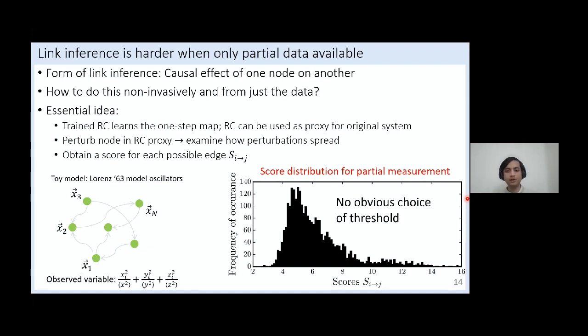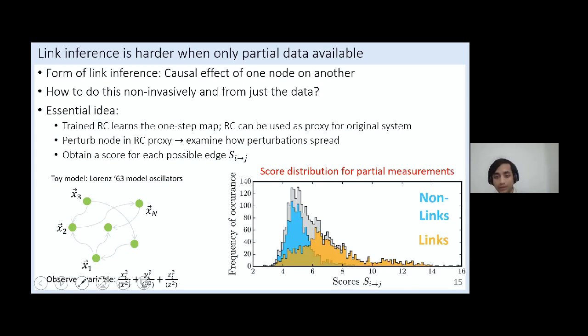And I know I'm showing this specifically for using reservoir computing and link inference through reservoir computing over here. But you can do this with, say, transfer entropy, and we think you can do this even with other methods. Whenever you have something like partial measurement, you're going to potentially have an issue like this, where your score distribution is just not going to have any clear separation, right? And indeed, you can really peer into this distribution as well, and you can say the distribution of scores corresponding to links and the distribution of scores corresponding to non-links is really just merging into each other.